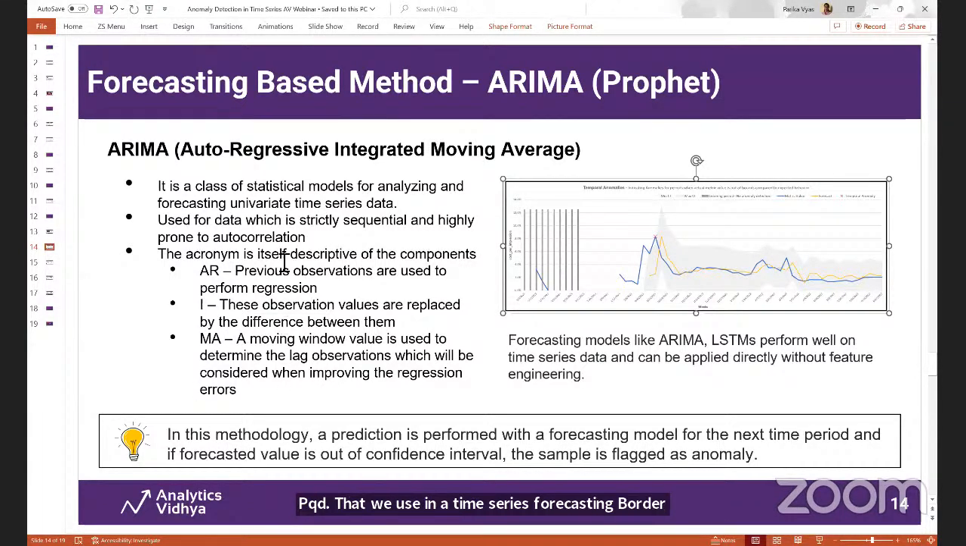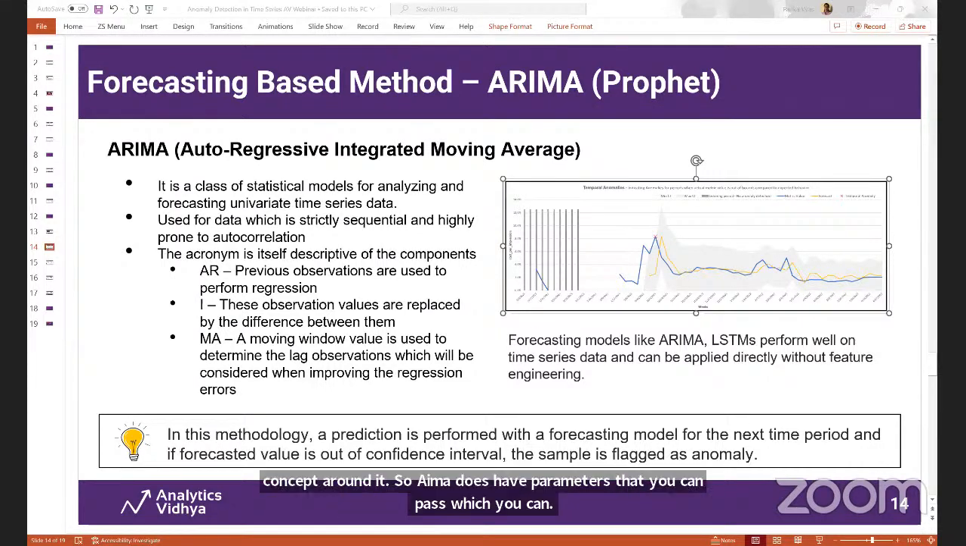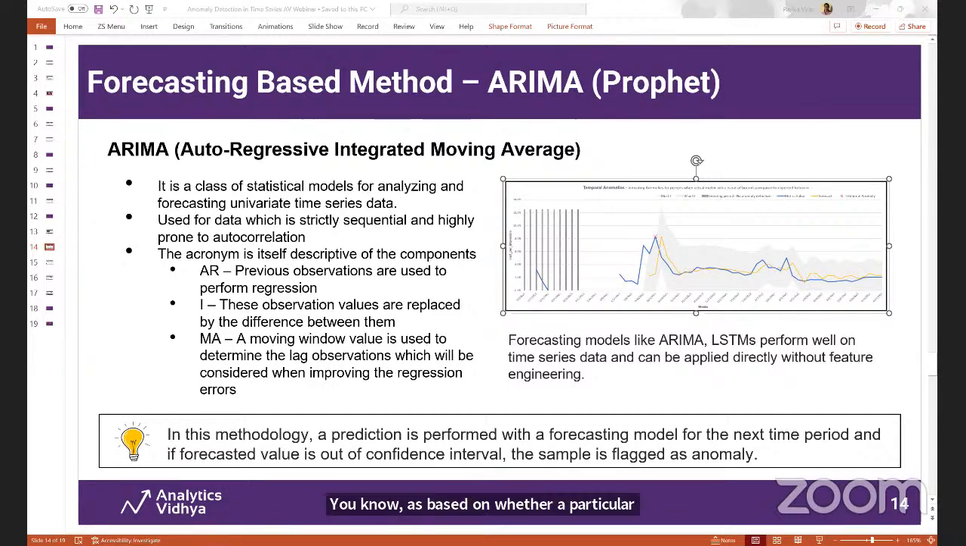We could go through the code too, but I think we might not be able to cover everything if we go through the code as well. Instead of going into the depth of ARIMA, let me just talk about the seasonality concept around it. ARIMA does have parameters that you can pass based on whether a particular time series is seasonal or not. These values, PQD, are determined using different kinds of tests. For the minimum error score, we'd come up with the optimal parameters that we'd pass into this ARIMA model.